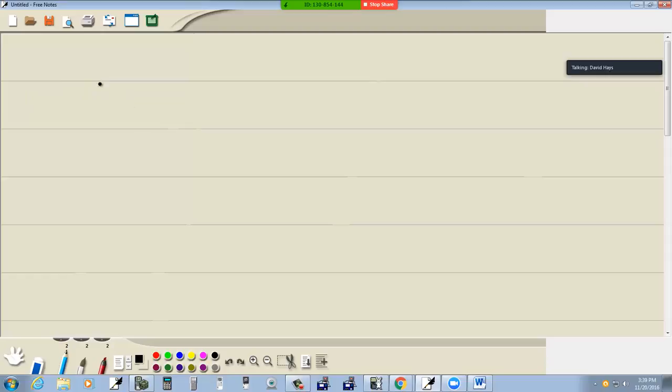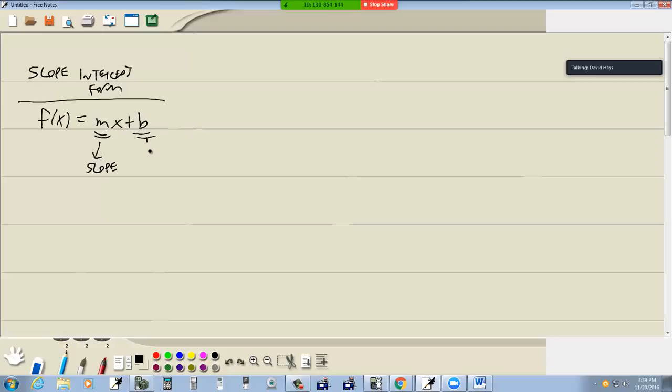Now we have something called slope-intercept form. You could use function notation if you want, or y. So you could have f of x or y is equal to mx plus b. Now if it's in this form, where you got f of x or y by itself on this side, and x the first power, then whatever number's in front of your x is going to be your slope. Whatever number's at the end is going to be your y-intercept.